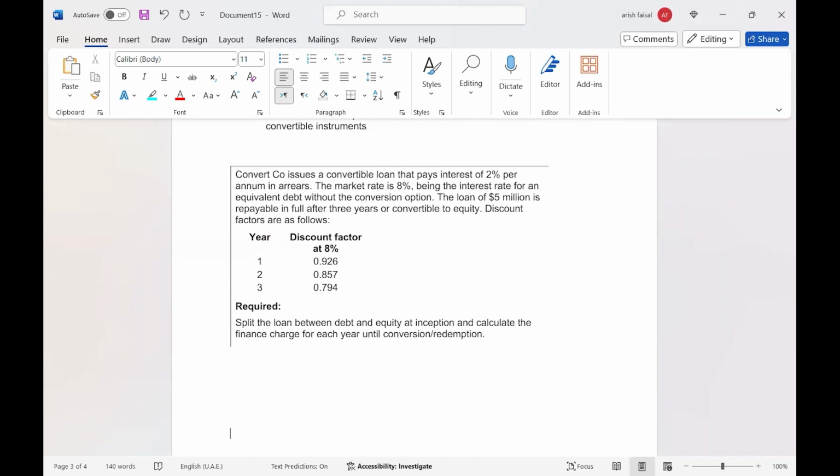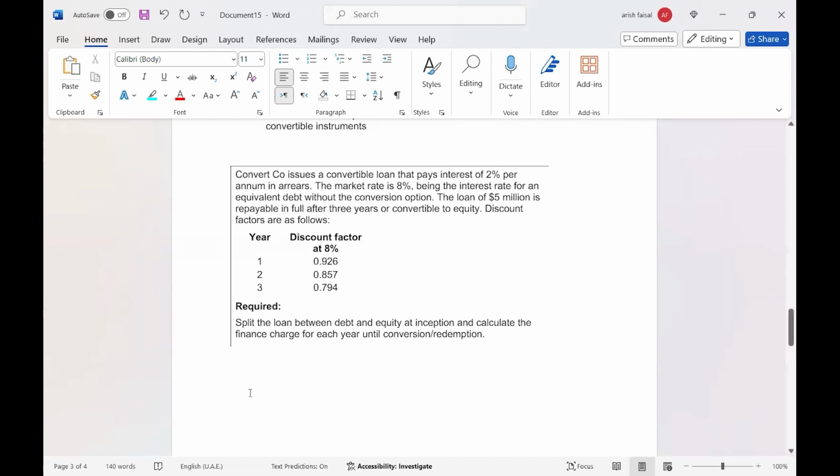Because you have the conversion option, you're just getting an interest rate of only 2%. Okay. Think that you are the investor and I'm the party who is issuing the bond, the convertible loan. The loan of 5 million is repayable in full after 3 years, or it can be converted to equity. Okay. Discount factors are as follows. So the discount factors have also been provided.